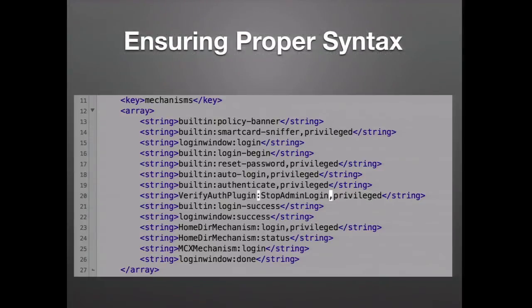And then lastly is the syntax. These are also two very important components to your entry in the authorization database. The colon separates the plugin from the mechanism. You'll see that in every single entry. There's a plugin, colon, mechanism. And then the comma is what separates it from the privileged. So again, if you're not a privileged mechanism, there is no comma. You can see at the top, we don't have a comma.